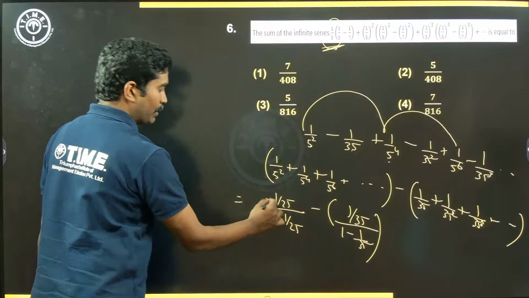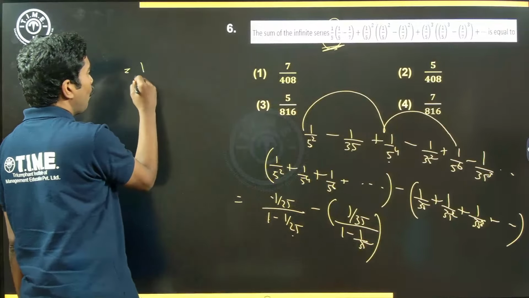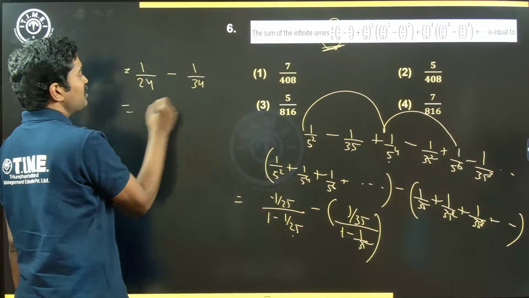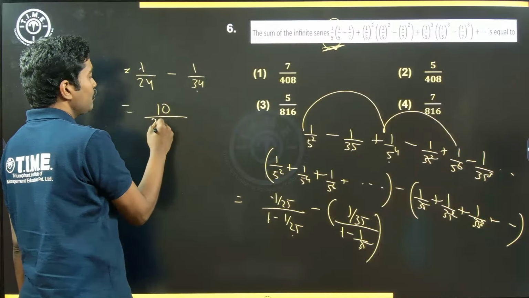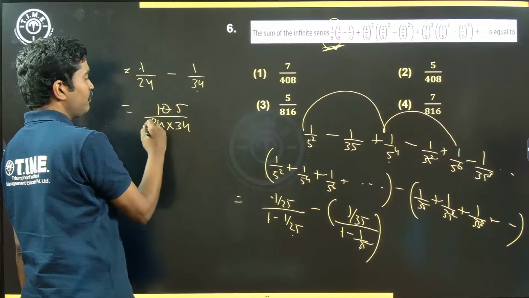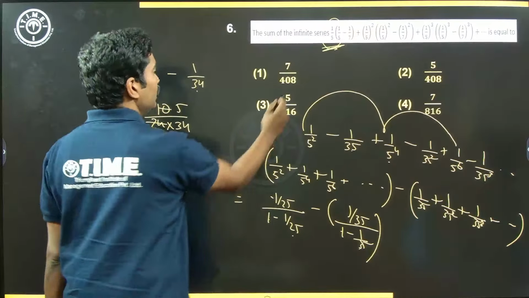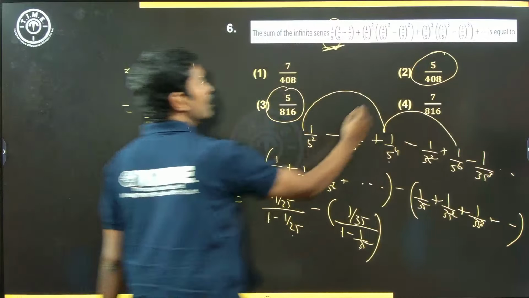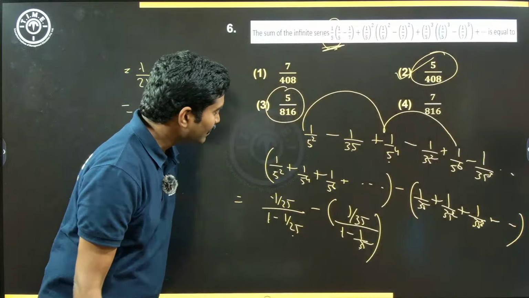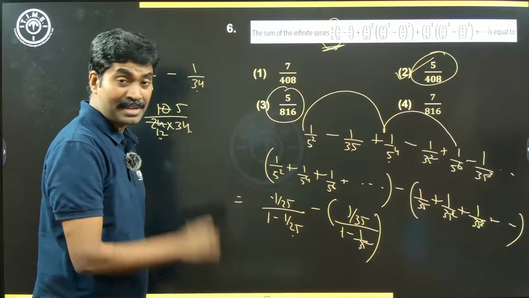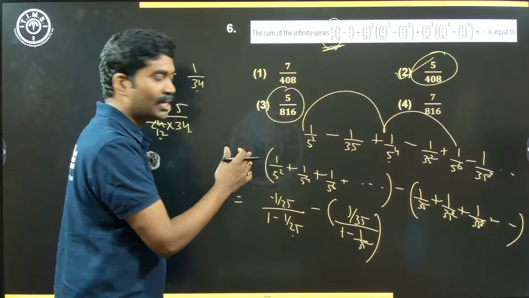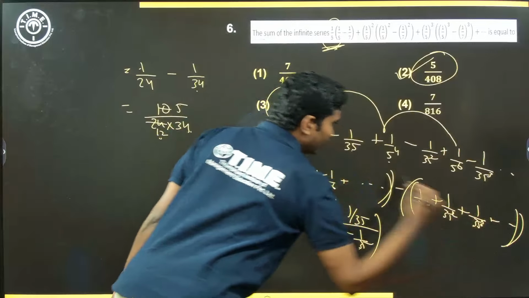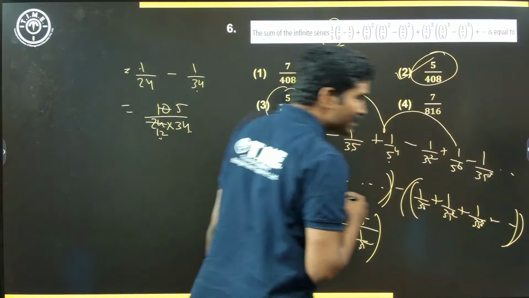So how much is this? 1 by 25 minus 1, 24. This will be 1 by 24 minus 1 by 34. How much is this? 34 minus 24, 10 by 24 into 34. This will be 5 by 12 into 34. Okay, 5, 5. I'm looking for 5 in the numerator. 4 into 12 is 48. Option 2. Right? Didn't take much time. The question wasn't lengthy. That's the reason I went for it. Fortunately, I was rewarded. I could split it into 2 infinite GPs, one GP and the other GP. Right? Hope that's clear, guys.